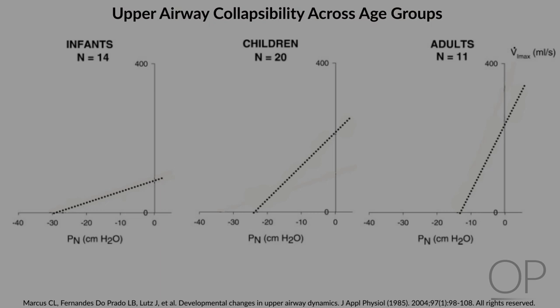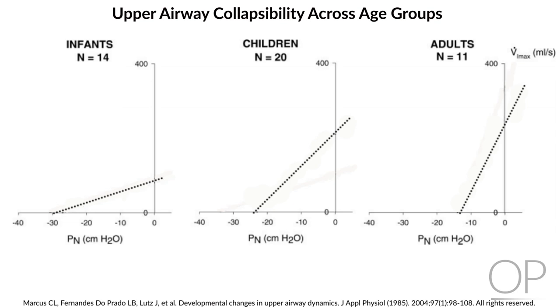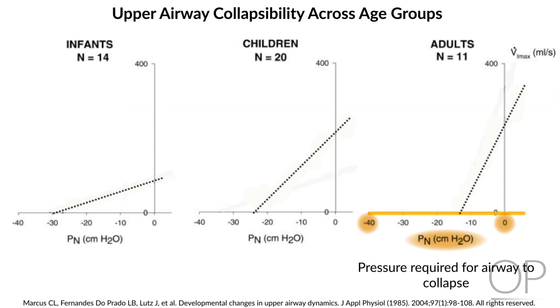Now, in this diagram, you see the first graph, which shows the critical pressure of infants and compares it to children and adults. On this graph, you will see an x-axis and y-axis. On the x-axis, you see the pressure required for the airway to collapse, starting from 0 and going all the way to minus 40. And on the y-axis, you see the maximum inspiratory flow per second.